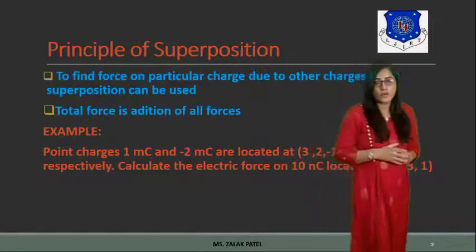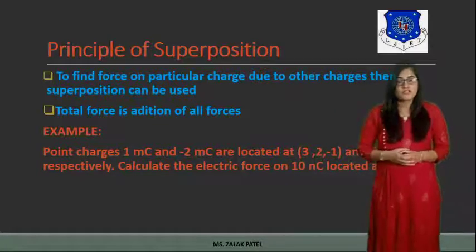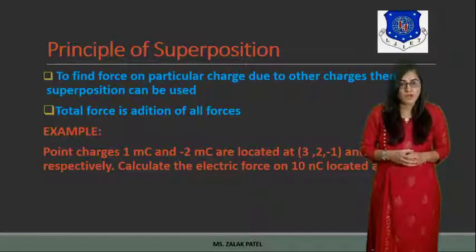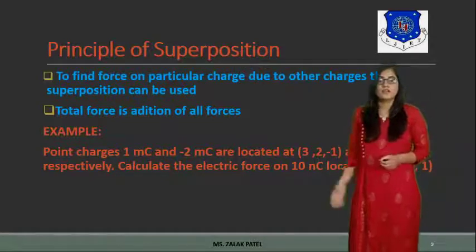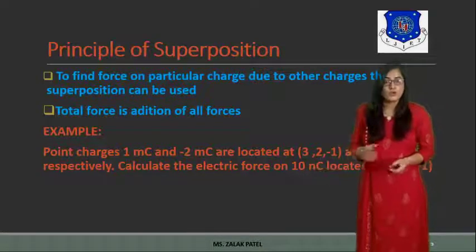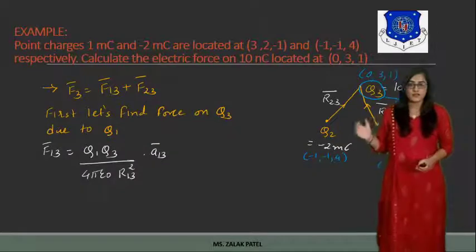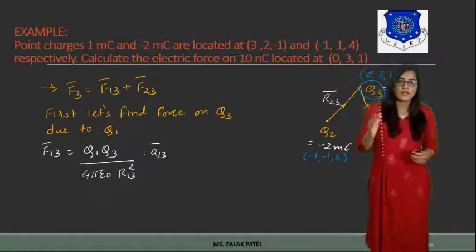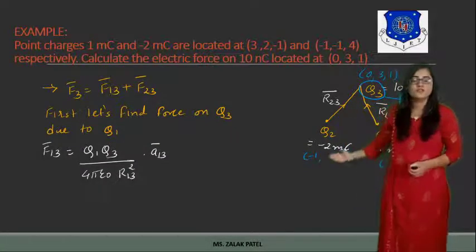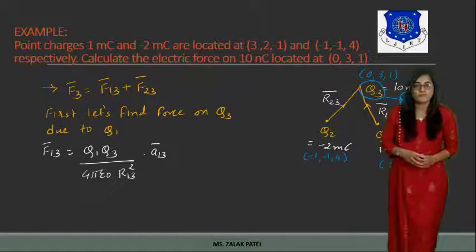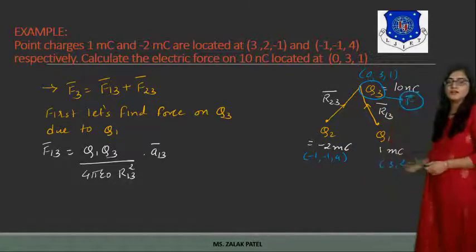So here three point charges are there. The first point charge is 1 millicoulomb, the second one is minus 2 millicoulomb, and the third one is 10 nanocoulomb. Here you have to find the force on the 10 nanocoulomb charge, which can be calculated due to these two point charges, minus 2 millicoulomb and 1 millicoulomb.